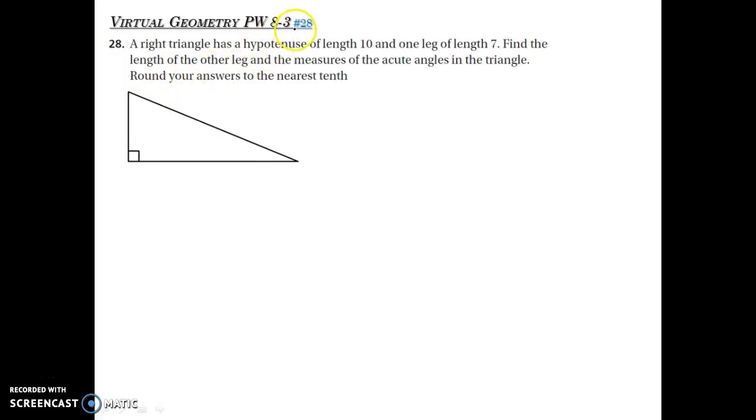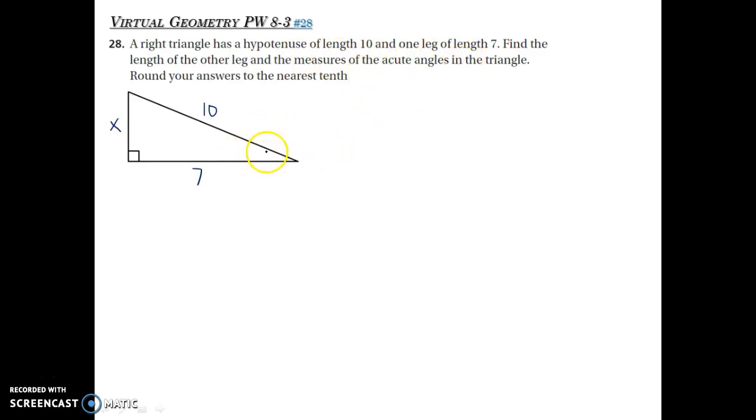Alright, so number 28. A right triangle has a hypotenuse of length 10. So the hypotenuse is the longest one across from the right angle. And one leg length 7. So we'll just pick one to put as 7. Find the length of the other leg, so I'll call that x. And the measures of the acute angles in the triangle.